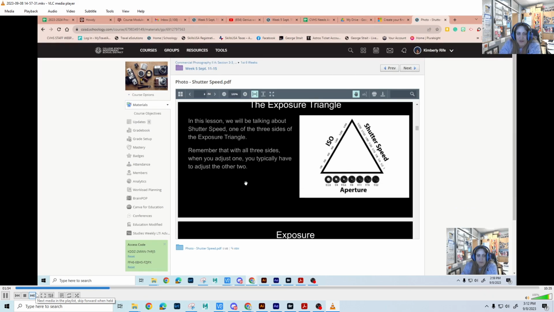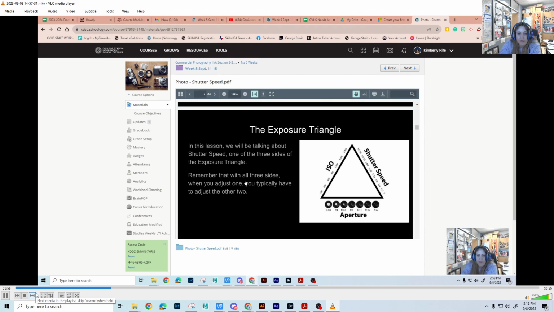Our exposure triangle meme. Just going over that, reiterating what the exposure triangle is here. Just remember, once you change one, you have to change the other 2. So we got over ISO, aperture, and now we're going over shutter speed.